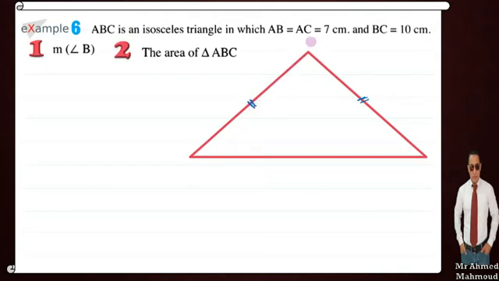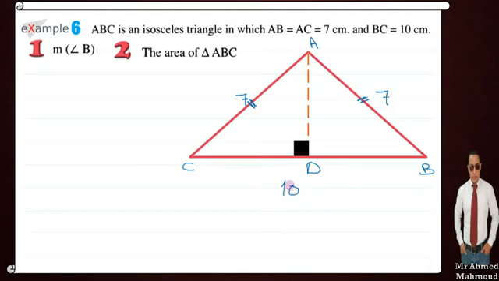Where AB equals AC equals 7 centimeters and BC equals 10 centimeters. I can't solve this in trigonometry using this triangle, so I will divide it into two right-angled triangles. I will draw the height from A like this. For example, I will call this point D.